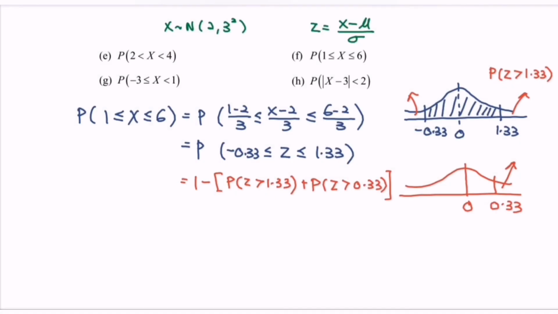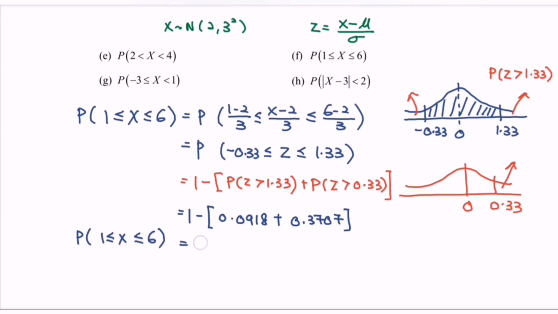So kindly substitute the values. Here we have 1 minus, in brackets, 0.0918 plus 0.3707. Simplify the situation. So the probability that x is greater than or equal to 1 and less than or equal to 6 will be equal to 0.5375.